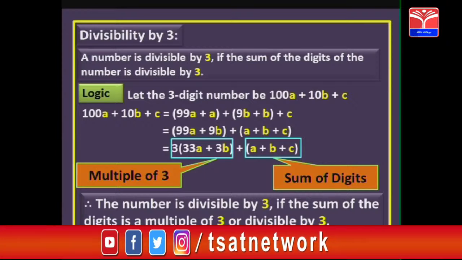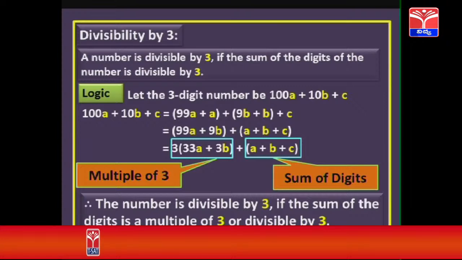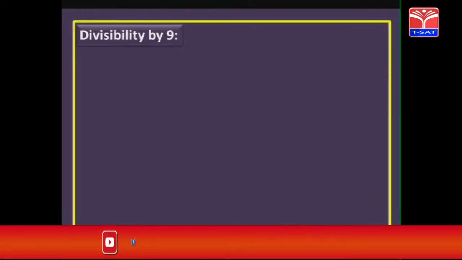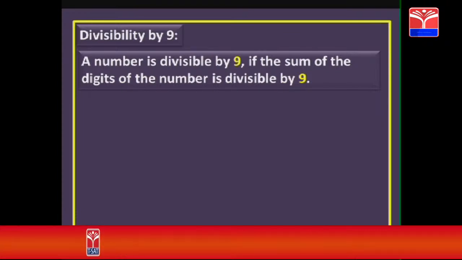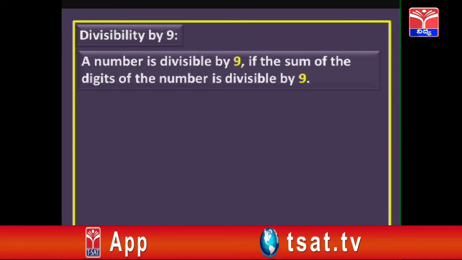So, hence I can conclude that a number is divisible by 3 only if the sum of the digits is a multiple of 3, or divisible by 3. Okay, children. Let us move on to our next divisibility rule, that is divisibility by 9. Here it is almost similar to our divisibility by 3. A number is divisible by 9 if the sum of the digits of the number is divisible by 9.